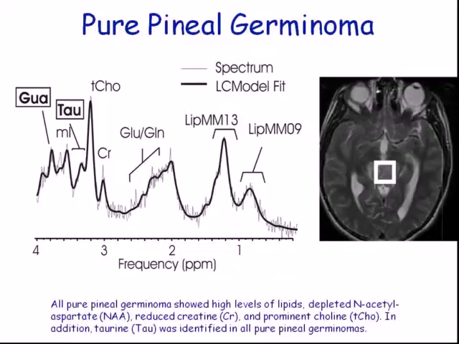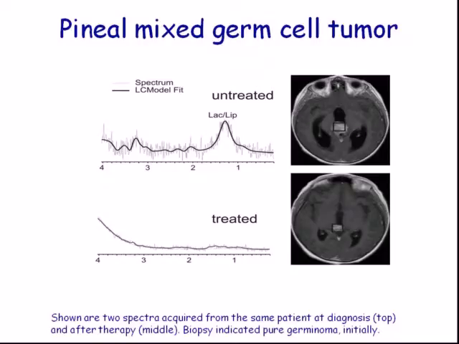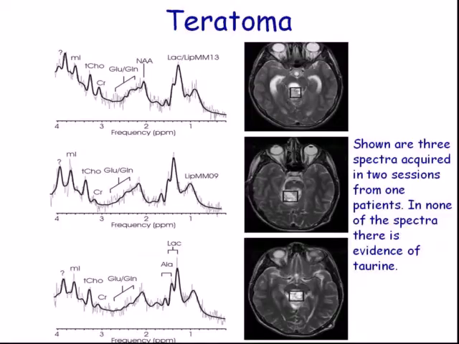Now, as opposed to mixed germ cell tumors, usually you can't get a very readable spectra because you just get a noisy spectra. There's not a lot of meat in the tumor to actually get good signal to noise. And so that's one differentiation that I have found between mixed and pure germ cell tumors, if that's important. Teratomas, you can get signal, but you don't tend to see taurine. And so that's been my experience with doing spectroscopy on different types of pineal germ cell type tumors.